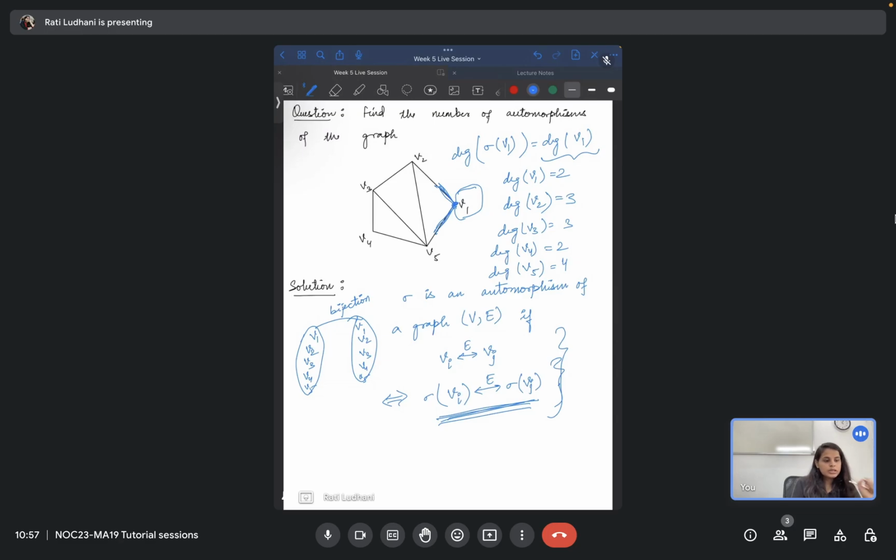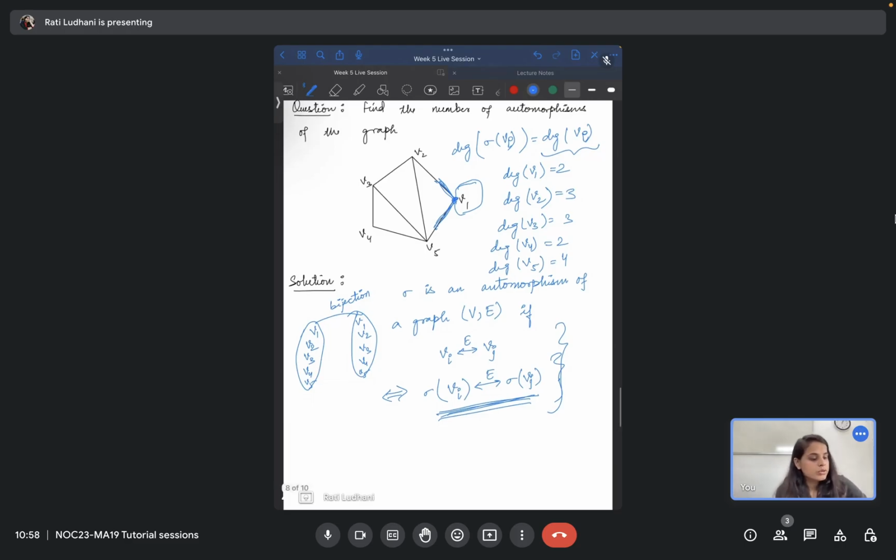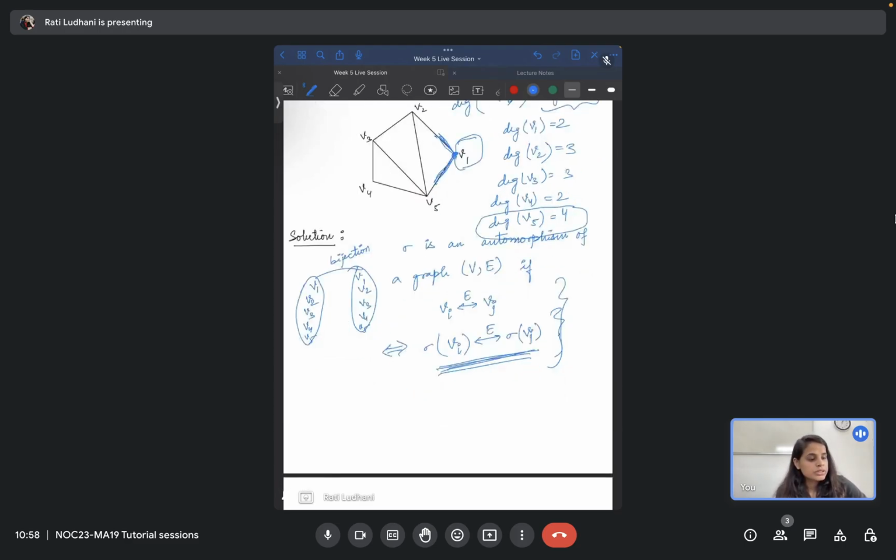The key point is that the degree of v_i should be the same as the degree of sigma of v_i. So the image should have the same degree. Let's see how many possibilities there are. Firstly, there is a vertex of degree 4, and there is no other, so v5 has to map to v5 for balancing degree. Is that clear? So there is one automorphism always, the identity.